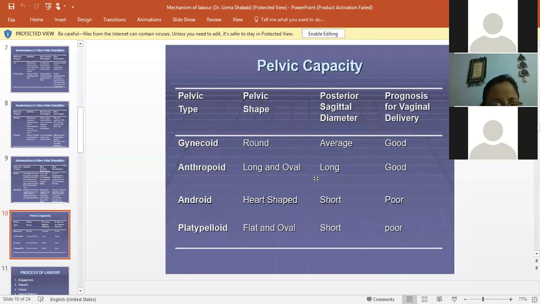The platypelloid type of pelvis is flat and oval. These are short types of pelvis. Again, it will not favor normal delivery.